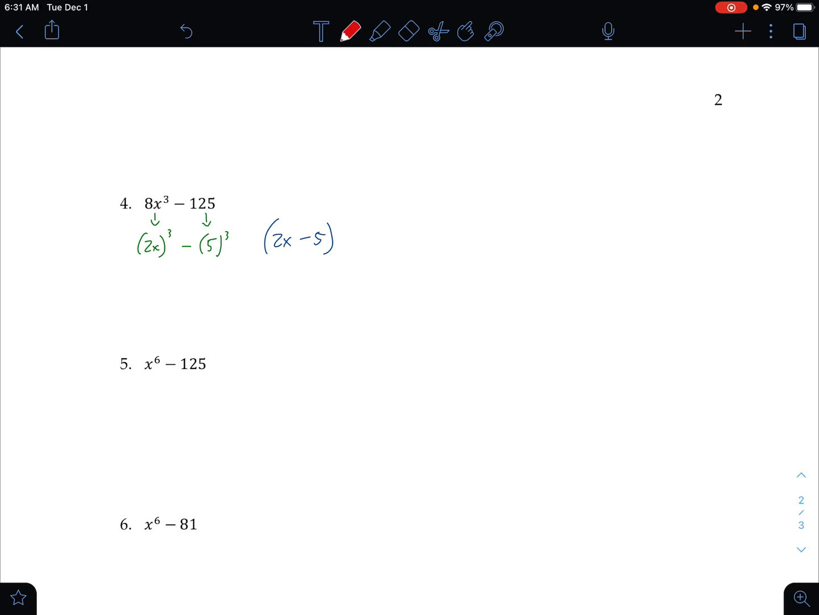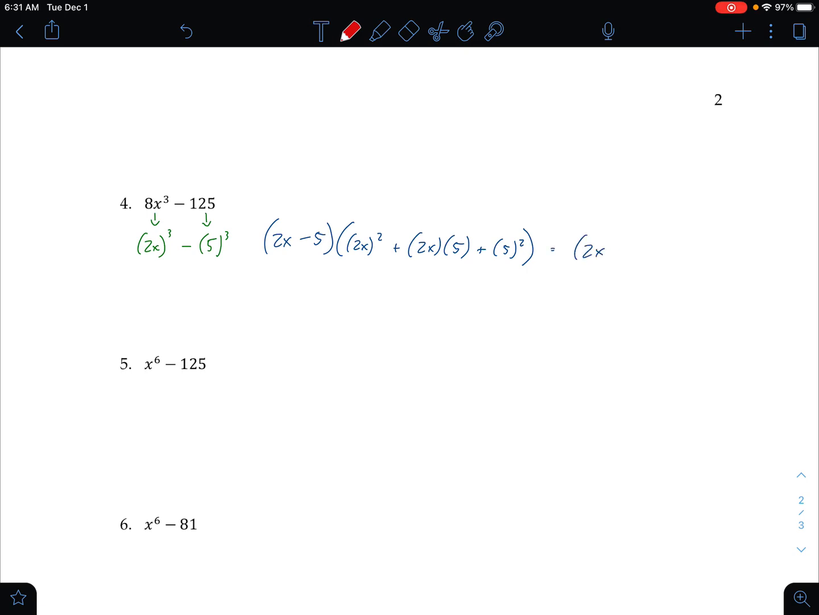Okay, now I'm going to get a plus in my trinomial, and it's going to be the first term I found, so 2x squared. Then it's going to be plus 2x times the second number, 5. Always plus the last term, 5 squared. A lot of students forget about the 2 in there, so let's be careful with that.